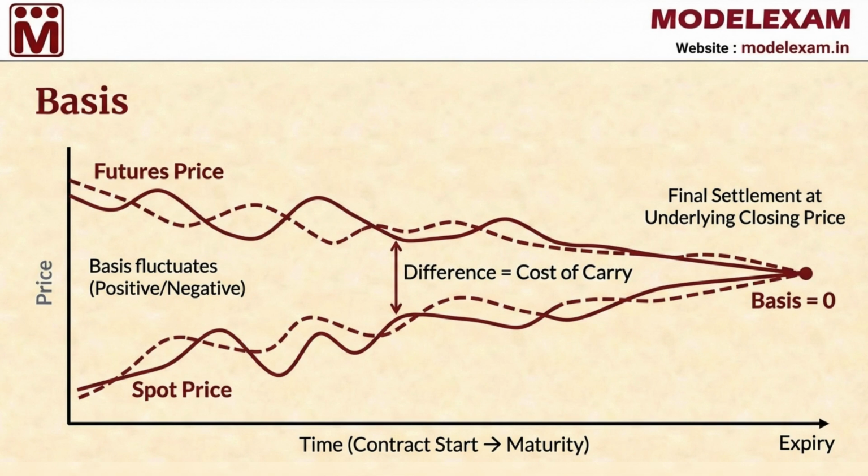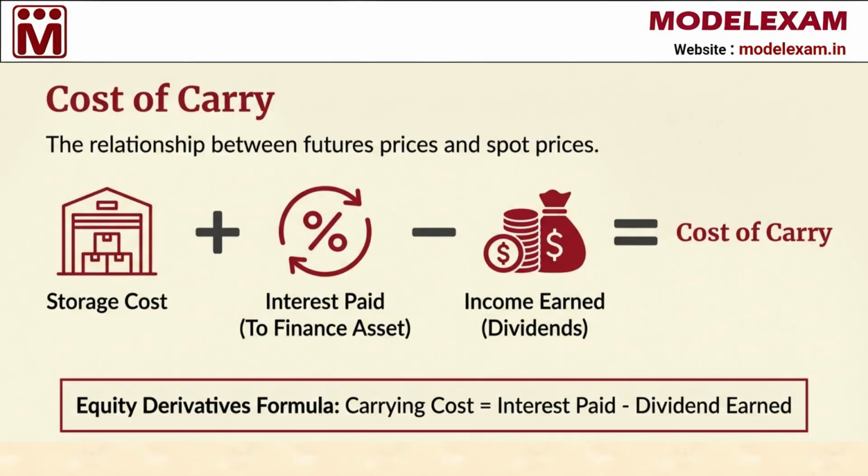Now, why is there a gap between these two prices in the first place? It usually comes down to the cost of carry. Think of this as the net cost of holding an asset over time. It includes things like storage costs for physical goods and the interest you pay to borrow money to buy the asset. However, we also subtract any income you earn while holding it, like dividends. Essentially, it is the total cost of carrying that investment forward to a future date.